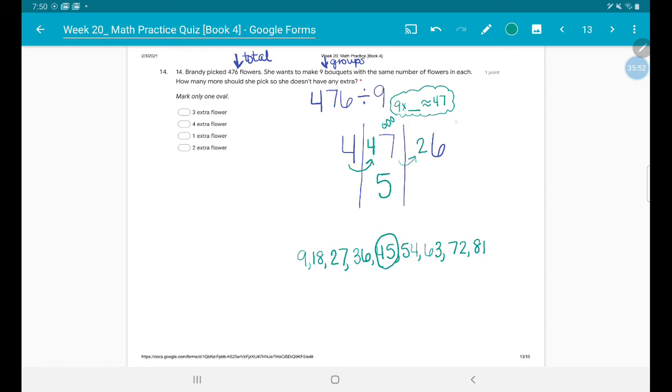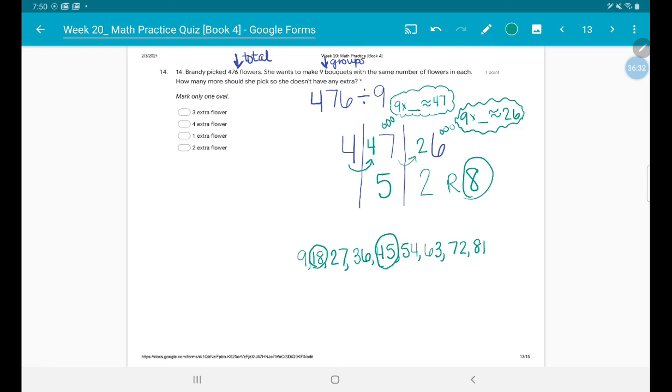So I'm thinking 9 times what gets me as close as I can get to 26 without going over. If I look down here, 9 times 3 is 27, but that's too much. So the closest that I can get is 9 times 2, which is 18, and that leaves me 8. So she can put 52 flowers in each of her 9 bouquets, but then she has 8 remaining or extra.